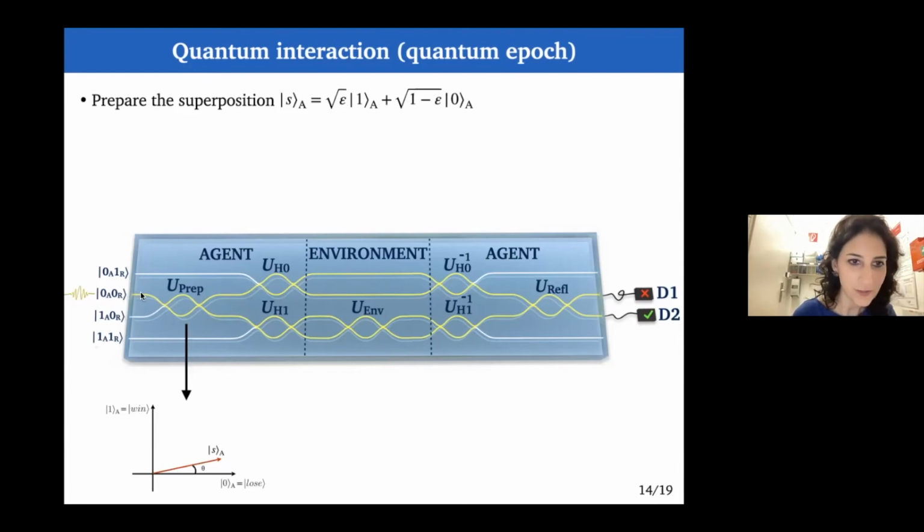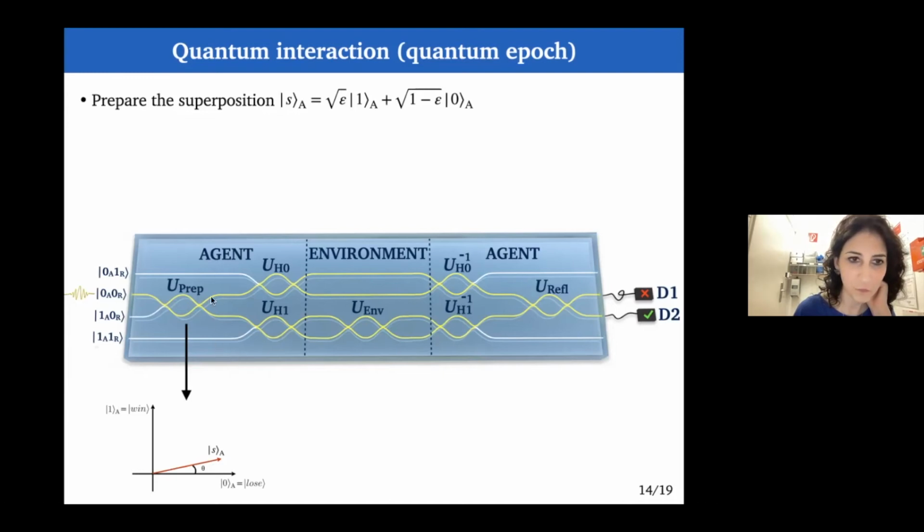So if you look at the middle, you have these two waveguides corresponding to the lose action and the win action. The way to prepare the initial superposition that you need for the Grover search is to use this U preparation to put the photon in a superposition of both paths, because in this way you create a superposition of 0 and 1 with a certain probability epsilon that you decide in the beginning.